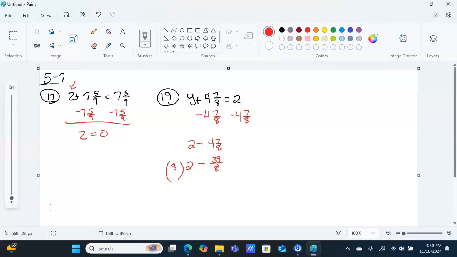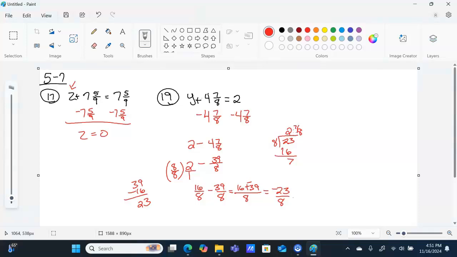I'm going to multiply this by 8 over 8 to give me 16 over 8 minus 39 over 8. 16 minus 39. Change my signs and add. So find the difference between 16 and 39. We get 23. So we have negative 23 over 8. It'll go in 2 times, which would be 16 with 7 left over. So there's my 2 7/8.